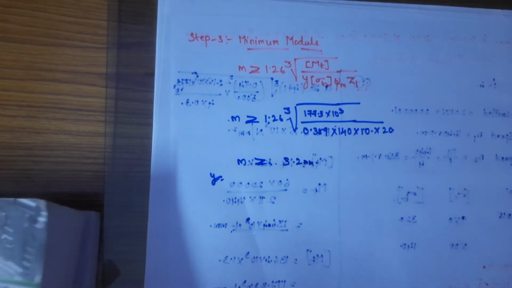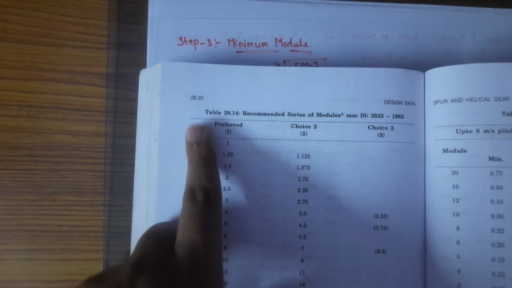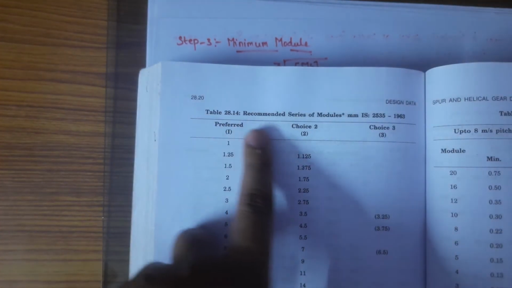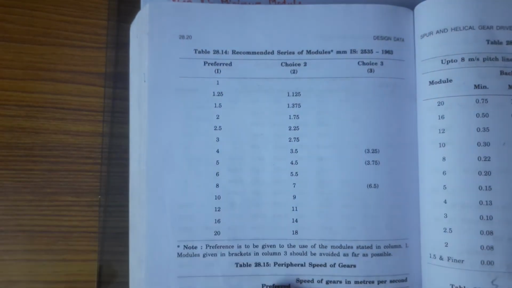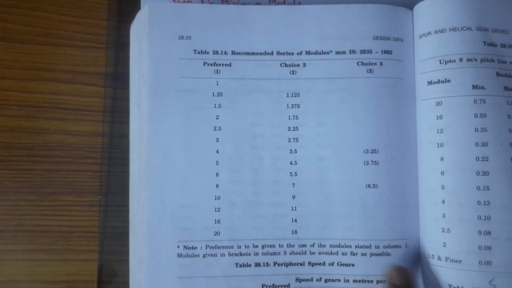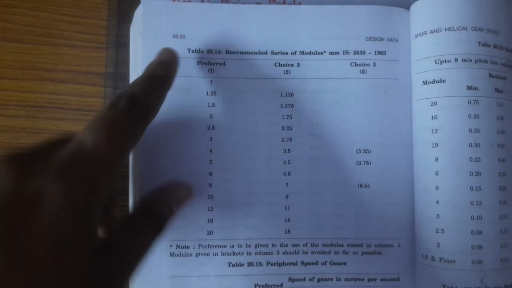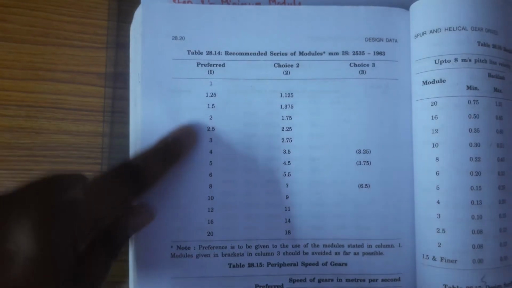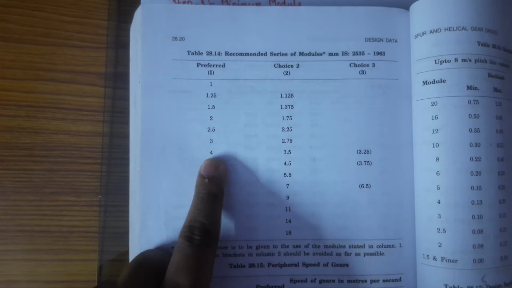This is the module that I have got, but in page number 28.20 you can find the recommended series of modules. Here you can see the preferable ones. Always the preferable choice is to use the modules listed in column 1. Modules given in brackets in column 3 should be avoided as far as possible. So we have to go for a preferable value. Here we are having 3 and we are having 4.